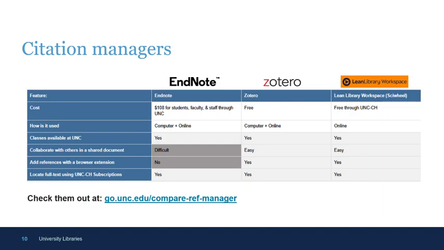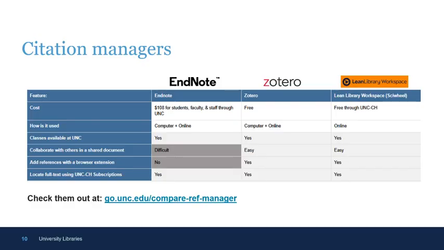This slide shows a table that compares EndNote, Zotero, and Lean Library Workspace from left to right, based on several features like cost and how easy it is to collaborate with others. All 3 citation managers support annotating PDFs, inserting citations from all major citation styles, and adding citations from a PDF. You have free access to Lean Library Workspace through UNC, and Zotero is free for everyone. EndNote is available to you at a discounted cost. You may want to consider using Lean Library Workspace because it is the most user-friendly and easy-to-learn platform. Also, Lean Library Workspace is web-based, so you won't have to install software on your computer to use it.